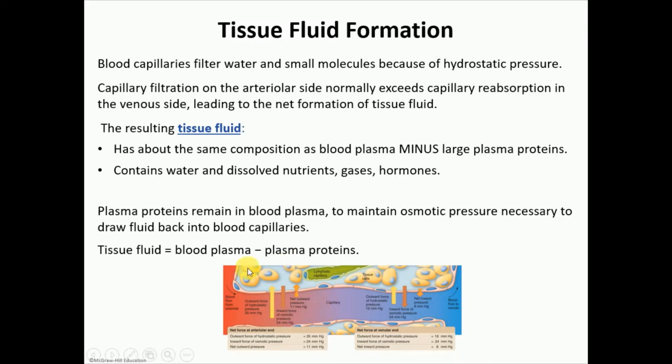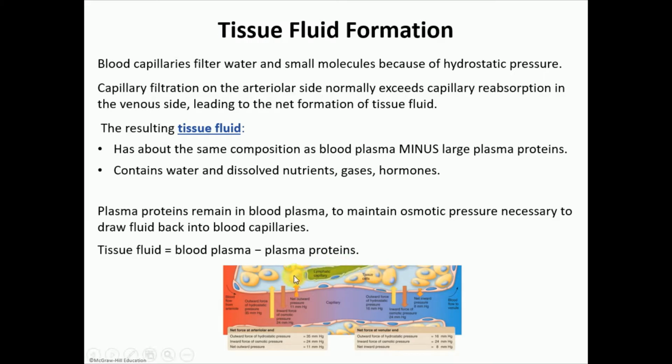So remember we mentioned that on the arterial end, it favors filtration because of the high hydrostatic pressure, where plasma and the smaller molecules are able to filter out into the interstitial area, making interstitial fluid. While on the venous end, because of the higher osmotic pressure, fluid is going to be reabsorbed or sucked into the venous end of the capillary. So whatever is left in your interstitial space makes your interstitial fluid.